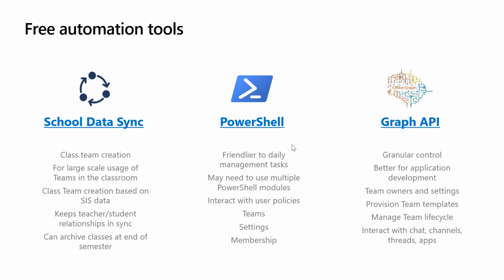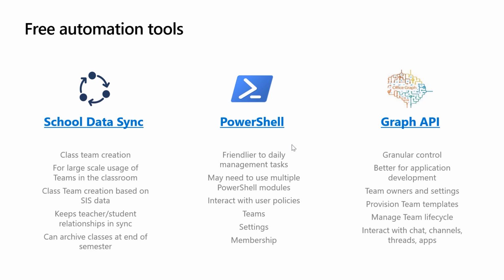So I hope that based on the description I just provided, you feel that this is indeed better for application development. If you have application developers on your staff and they are comfortable with C Sharp, Node.js, all the different application styles, they can use the Graph API to automate the team creation, whatever team you want, right? You can, of course, assign owners. You can manage the team lifecycle. And like I said in the beginning, you can interact with chat, channels, threads, and apps.